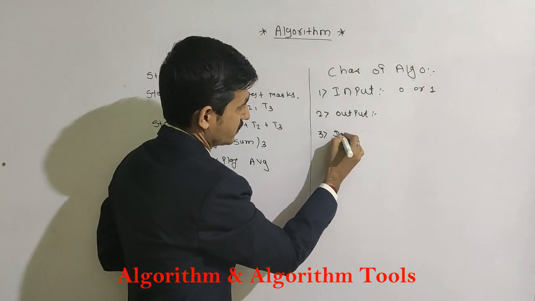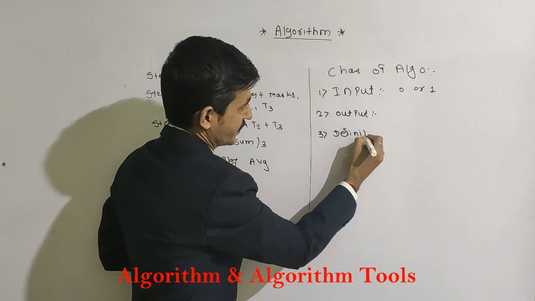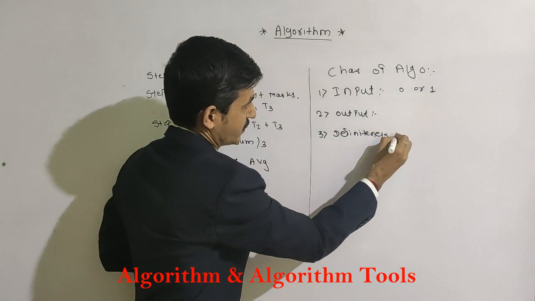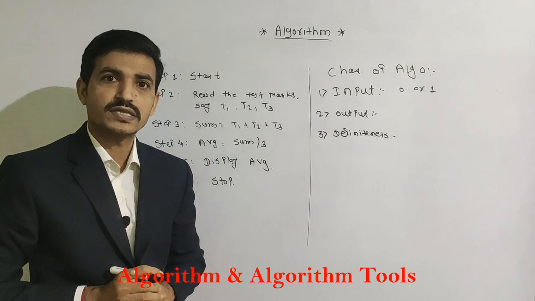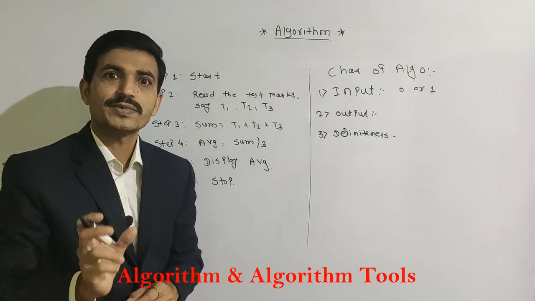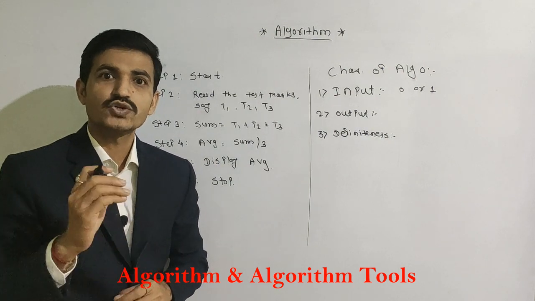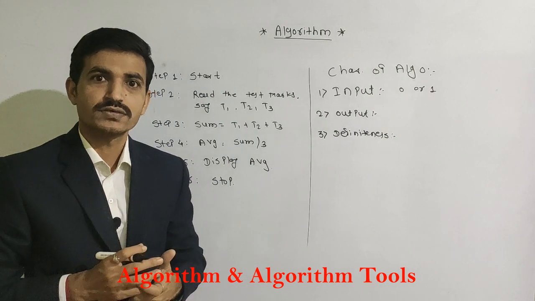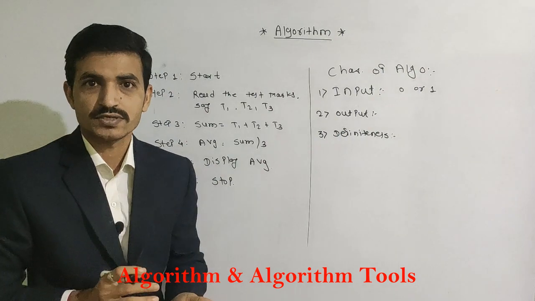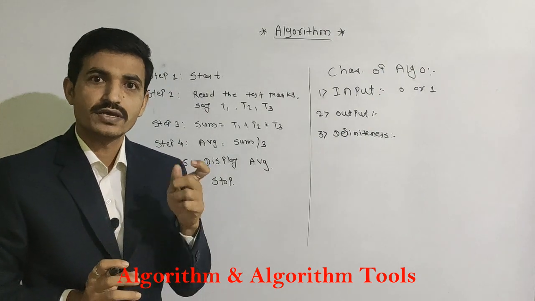Third one is definiteness. The definiteness is nothing but a very clear statement should be there in the algorithm. Statements should not be ambiguous. If the statement is ambiguous, we cannot convert it into a programming statement. So your statement should be very clear.